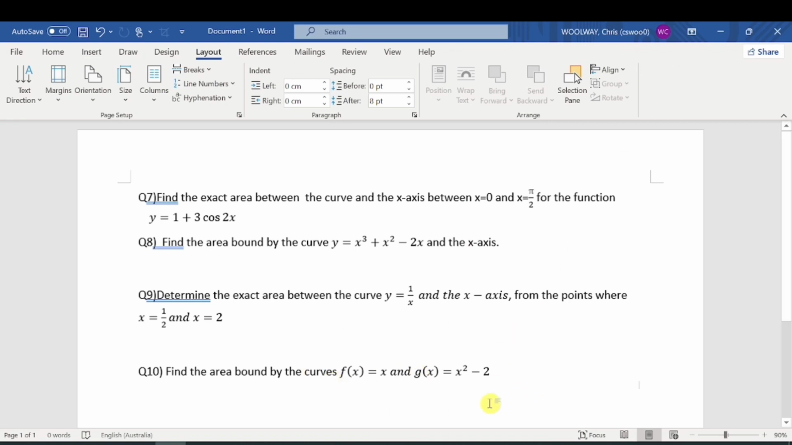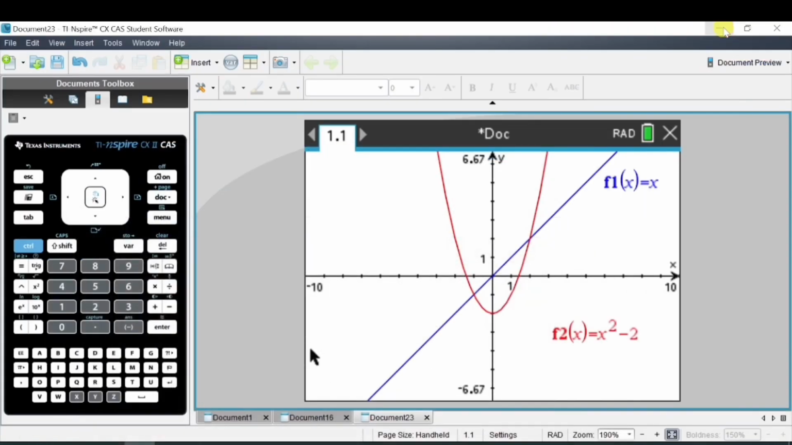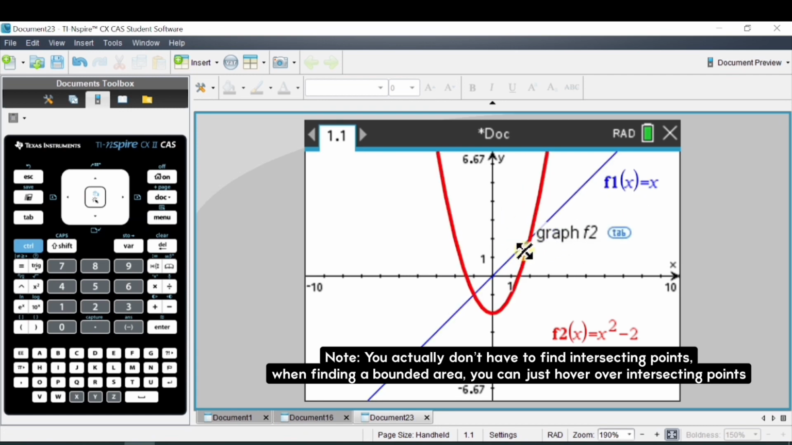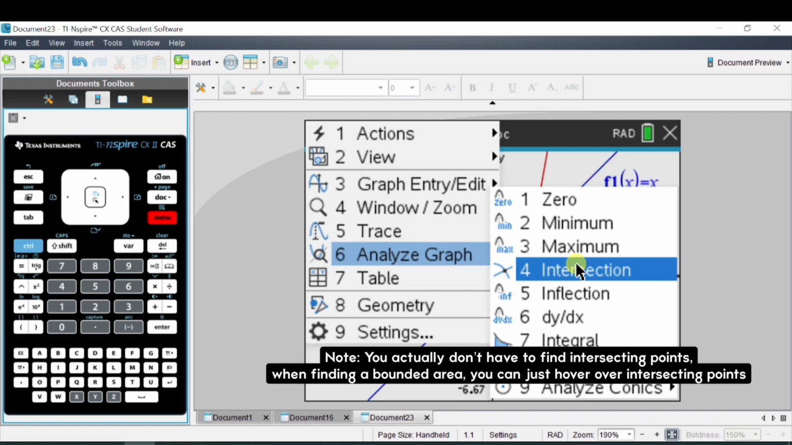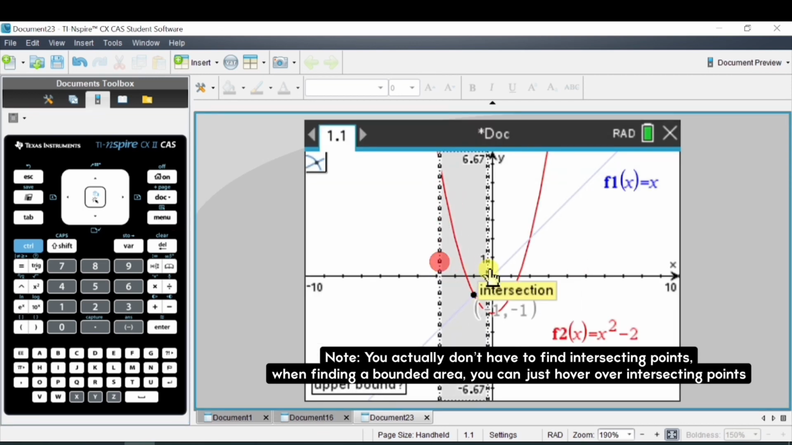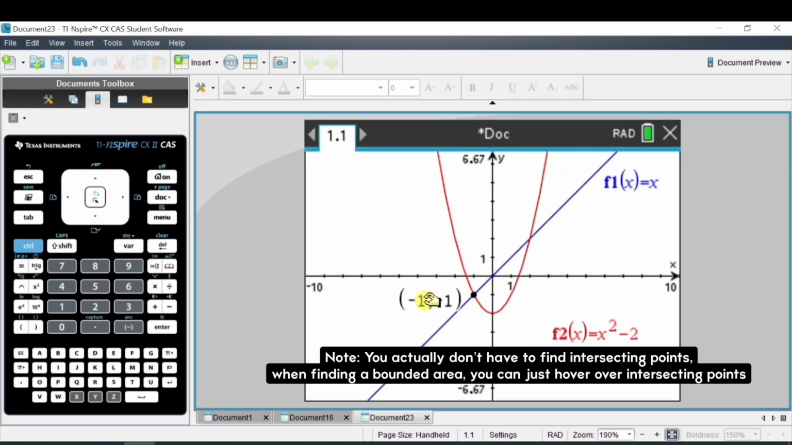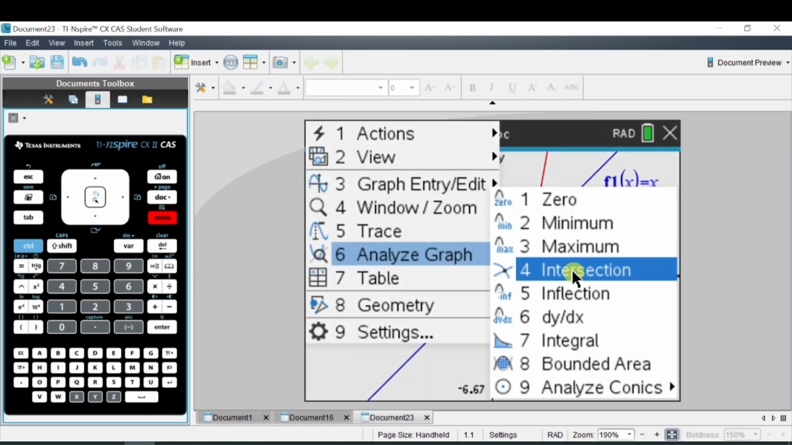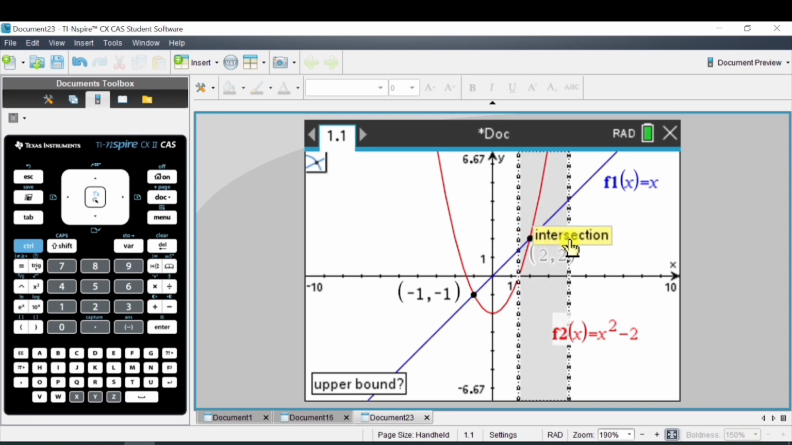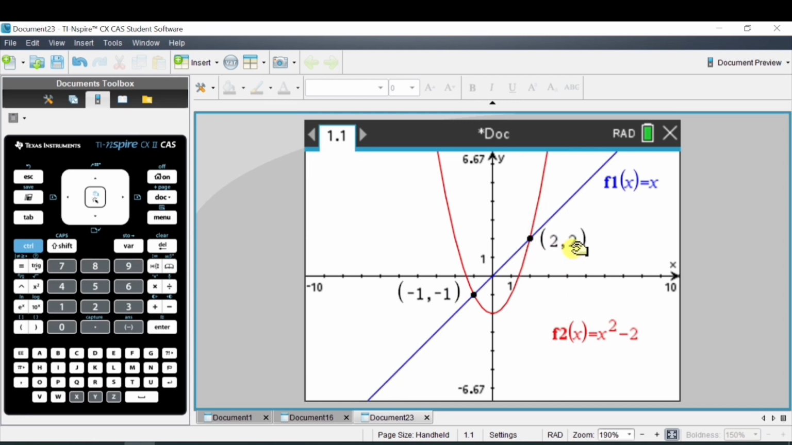So what that means is to find the area bounded by the curves, we've got to find the intersecting points first. We've got to find this point of intersection and this point of intersection, and then we're going to find the bounded area between here and here. So step 1 for this question is to find the intersecting points. So we've found one of our intersecting points. We're going to find the other intersecting point by doing the exact same thing. So we're going to click on Analyze Graph and then 4 for intersection. Okay, we've got our points.